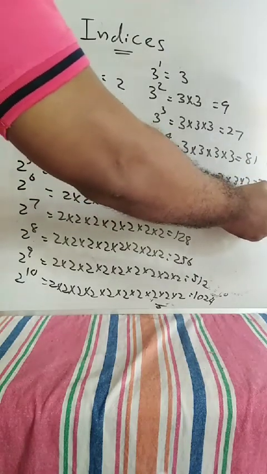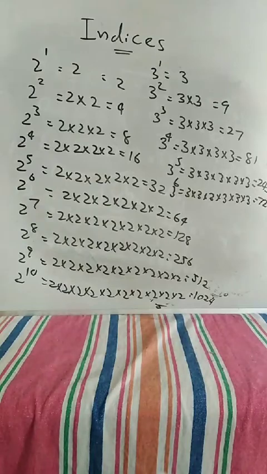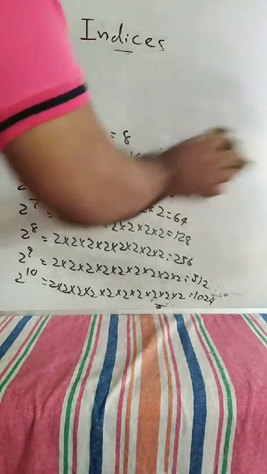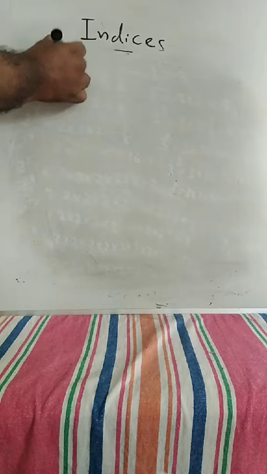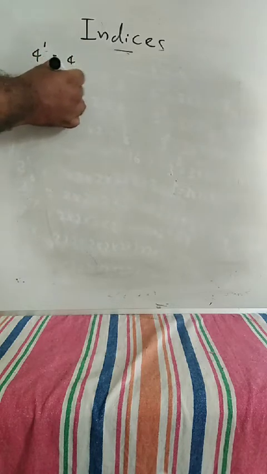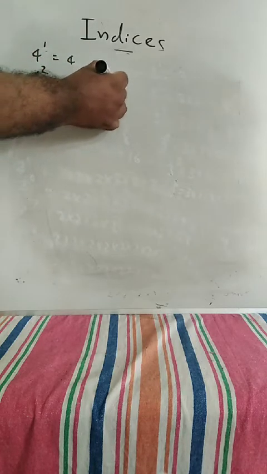243 into 3, 729. Right? You should know this very well. Another one. 4 to the power 1 means 4. 4 to the power 2, 4 into 4, 16.